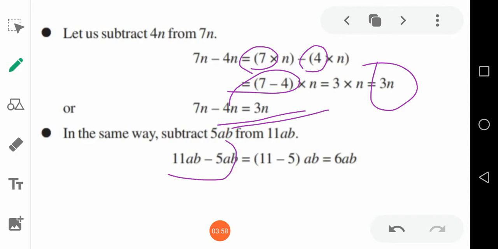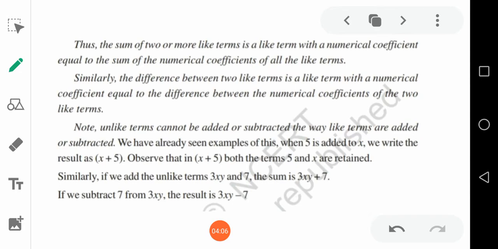Here is one more example, 11ab minus 5ab. Same thing, 11 minus 5, and then write the variable part. So, here we have the answer 6ab. Clear? So, this is the theory. Okay, I will read it for you. The sum of two or more like terms is a like term with the numerical coefficient equal to the sum of the numerical coefficients of all the like terms. So, what we explained is written in words. Similarly, the difference is also written.